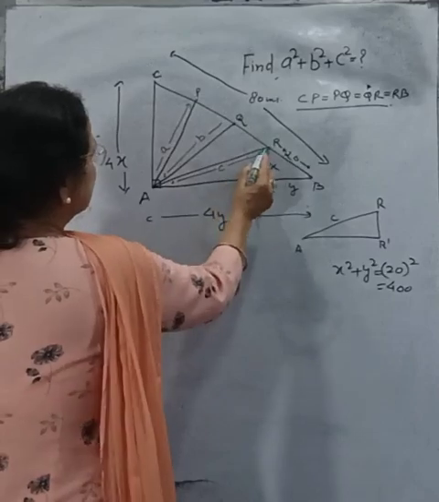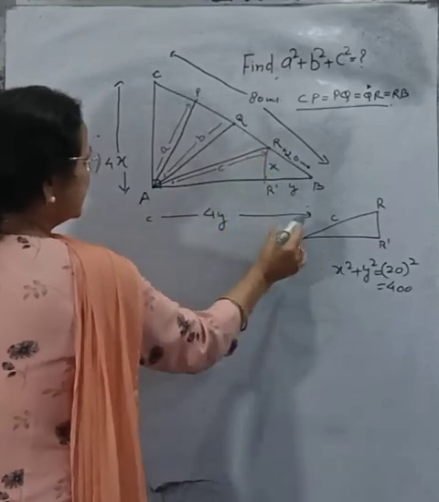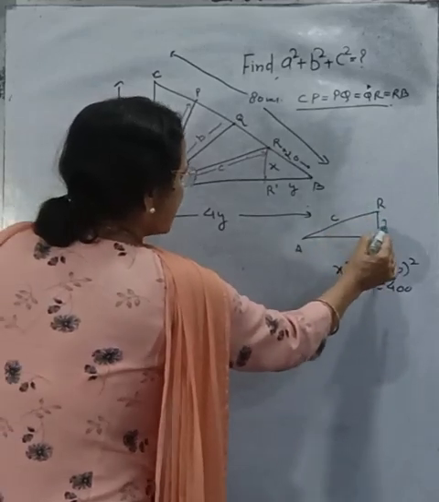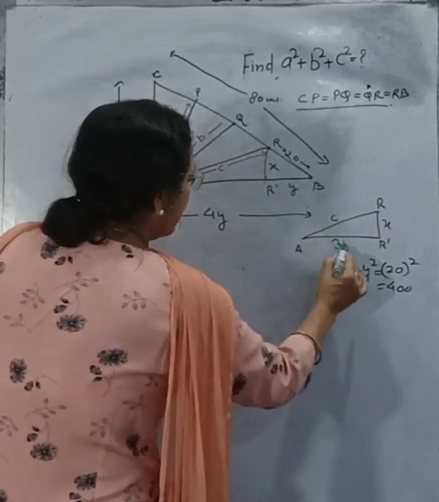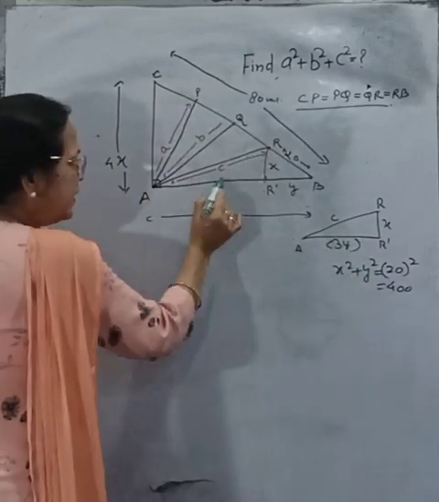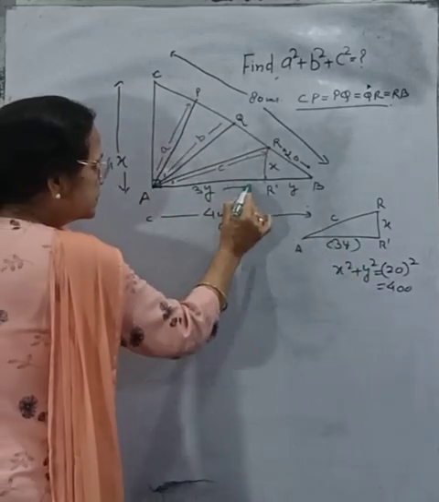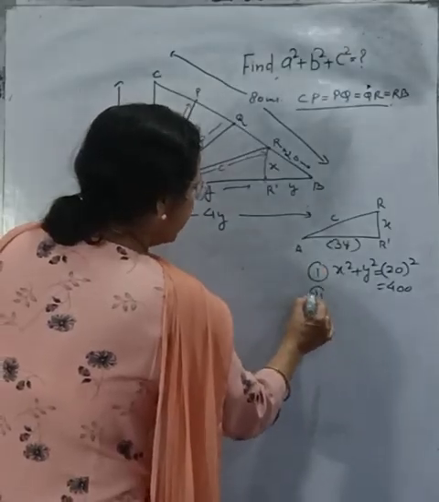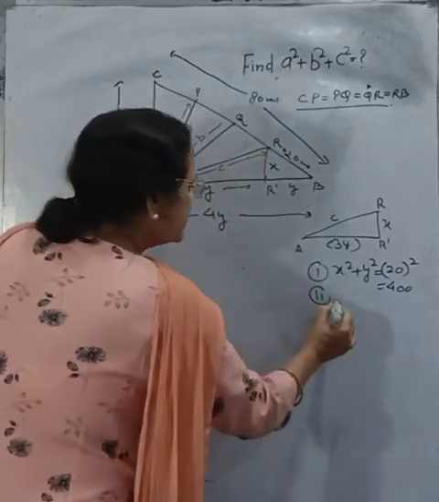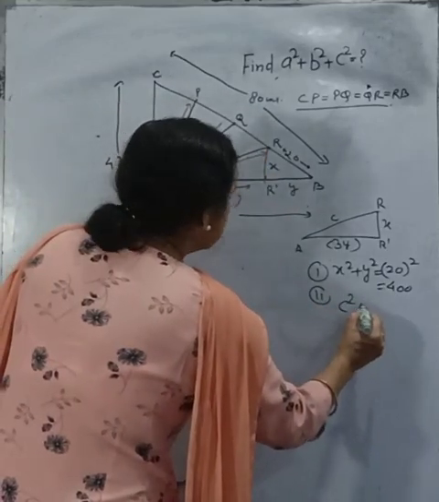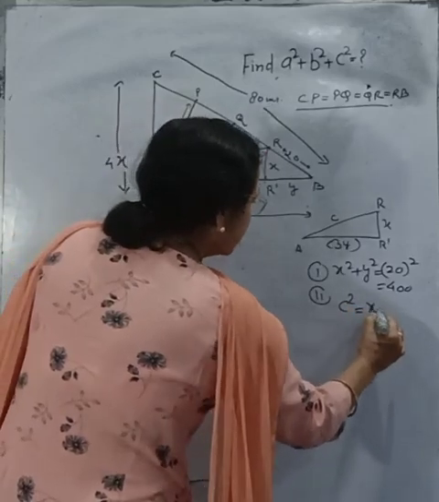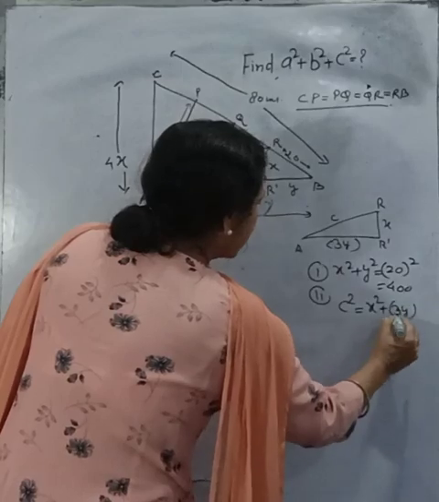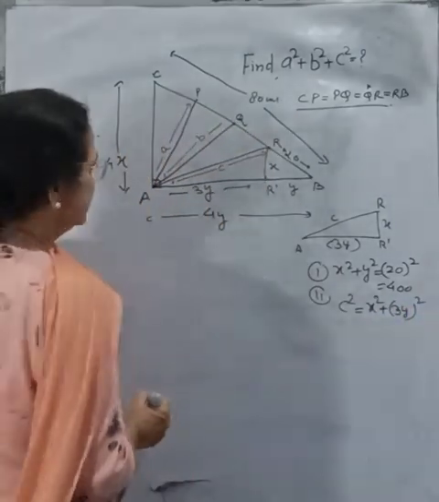Except this, in this triangle, c square will be equal to x square plus 3 times y whole square. This portion will remain 3 times y. That is the first equation. The second equation we obtain from the same triangle is c square is equal to x square plus 3 times y whole square.